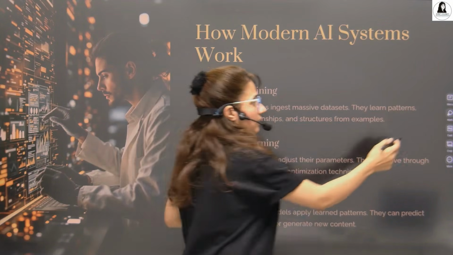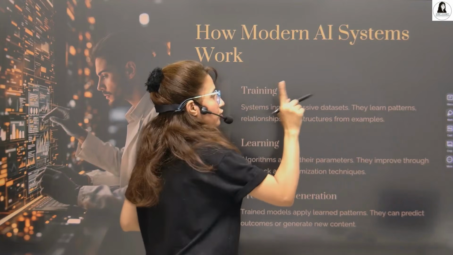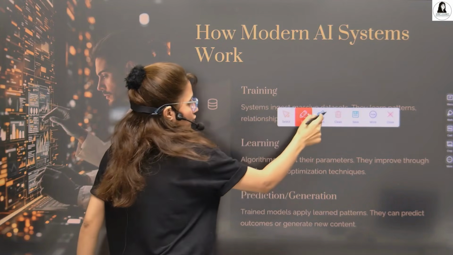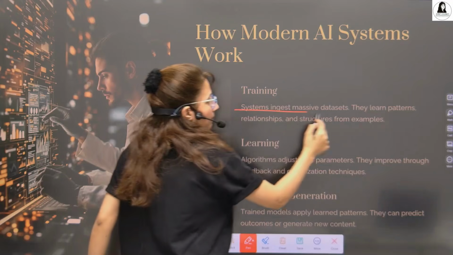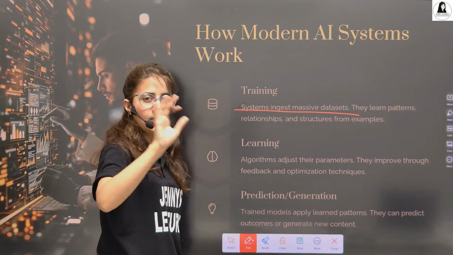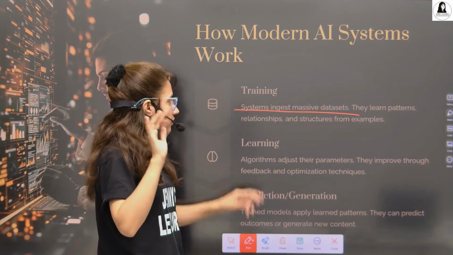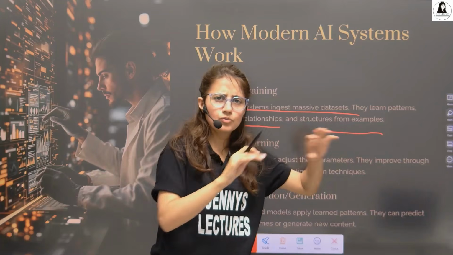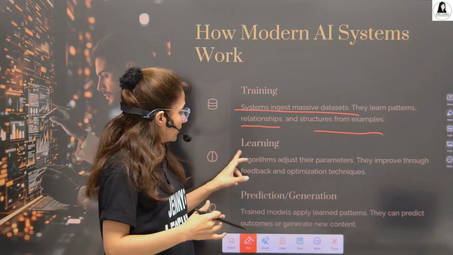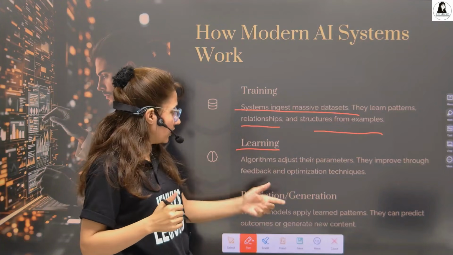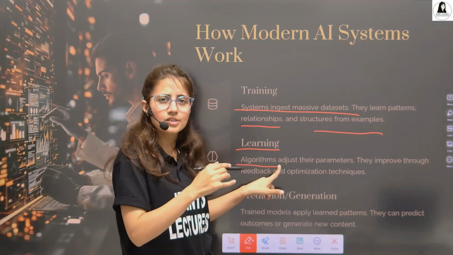The first phase is obviously training. For training, a huge data set was required. So they were fed a massive data set. From that data set, they learn the patterns, relationships, and structures. And after that, obviously this comes under learning. Behind the scenes, what is happening?